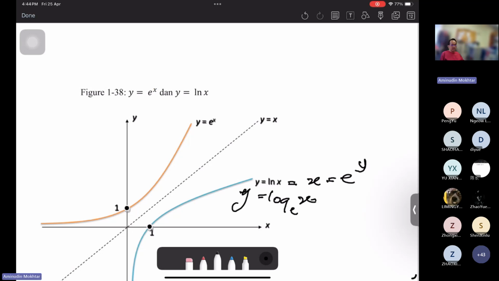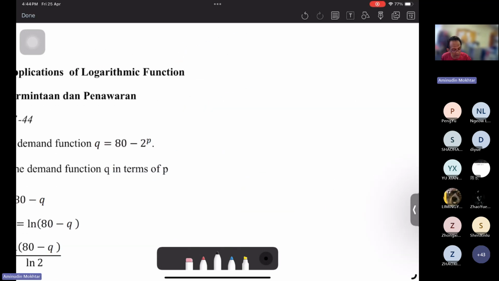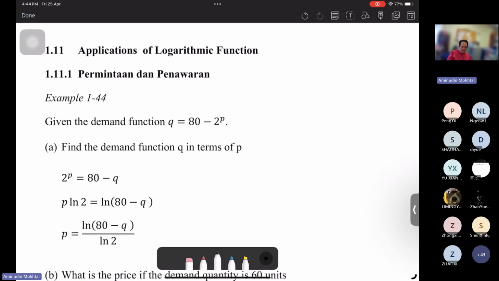There's a relationship between exponential and log function. Okay, the last part for today is about the application of log function. That's very important. We can apply this concept of log in economics, as usual in economics and business theory.